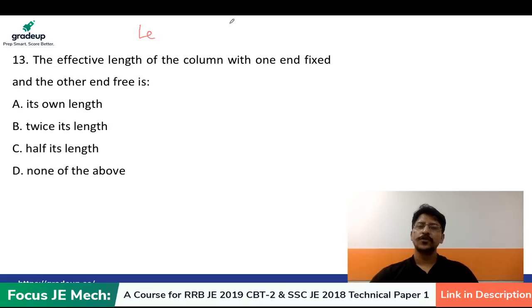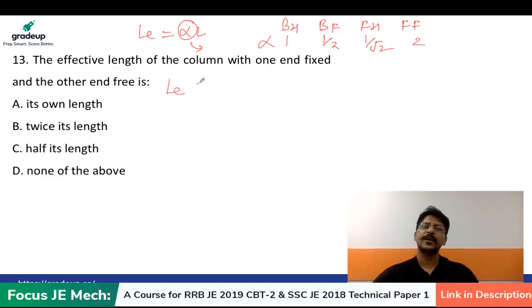You know there are basic conditions. LE is equal to alpha into L. So you have to find out the value of alpha, that is your length fixity coefficient. For the cases of both ends hinged, both ends fixed, fixed and hinged, fixed and free, the values of alpha are 1, 1 by 2, 1 by root 2 and 2. So clearly you can write here that LE, that is effective length, will be equal to twice of L, or you can simply say it is twice its length. Correct?